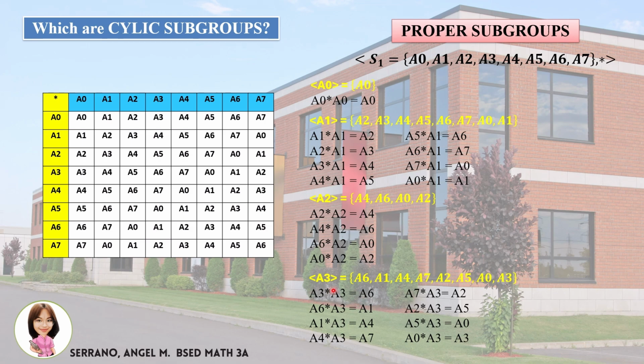Then next we have the elements generated by A3. The elements generated by A3 are A6, A1, A4, A7, A2, A5, A0, and A3. As we can see, they contain the elements of the group of S sub 1. So we can conclude that it is also one of the generators. So in this case, we have how many generators? 1, 2. So let's see the others.